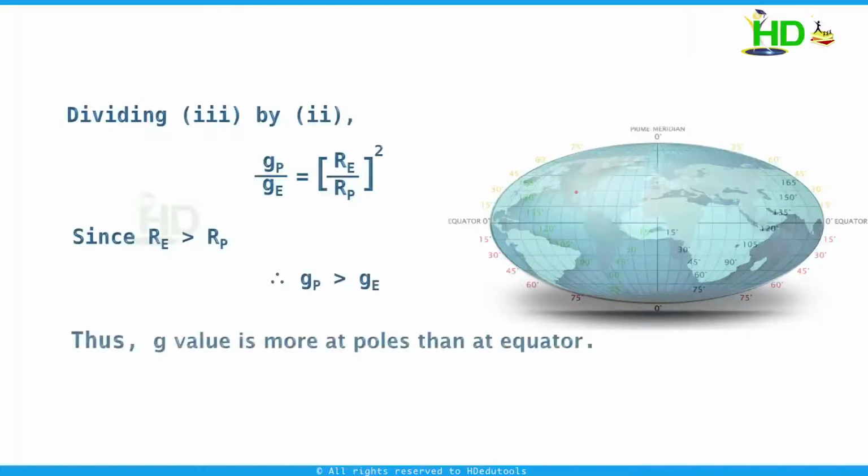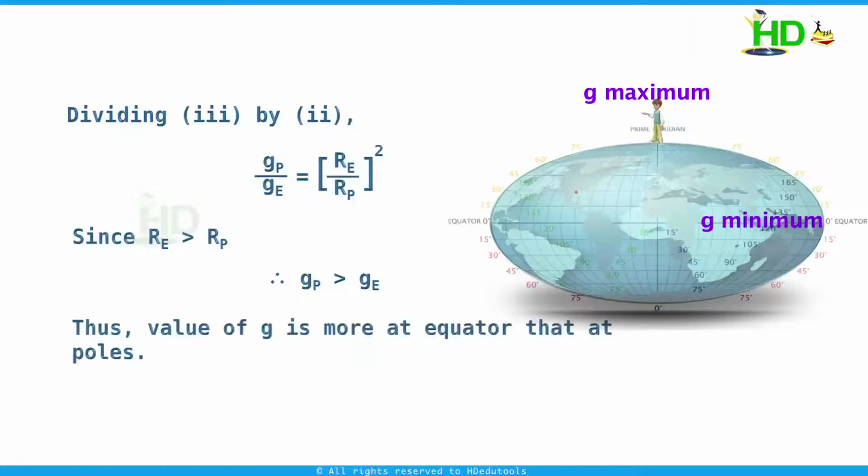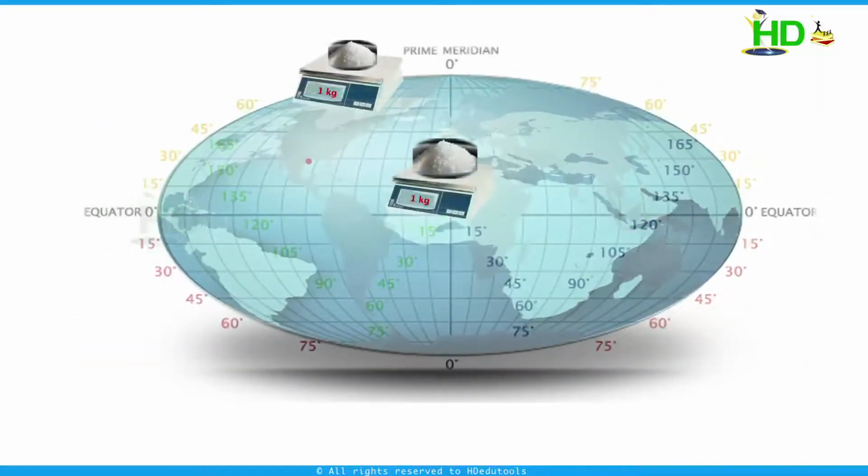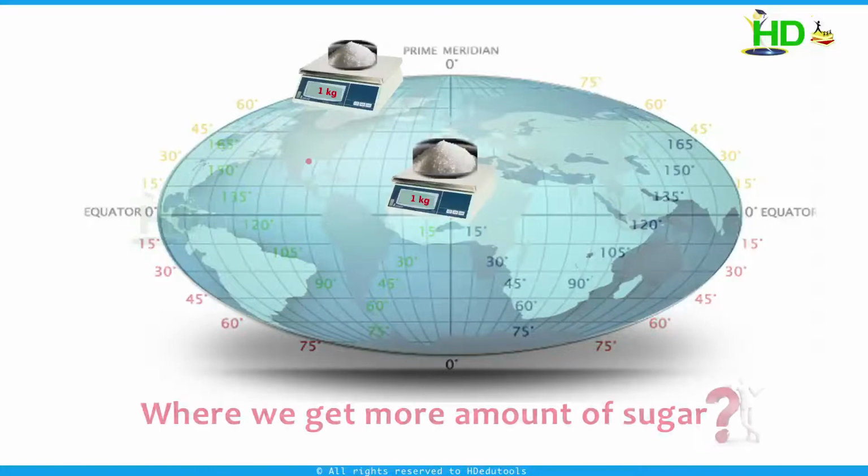Therefore, the value of g is more at the poles compared to the equator. As we move from the equator to the poles, the value of g increases. It is maximum at the poles, minimum at the equator. Suppose we weigh 1 kg of sugar at the equator as well as at the poles. Where do we get more amount of sugar, at the equator or at the poles? Just think about this question.